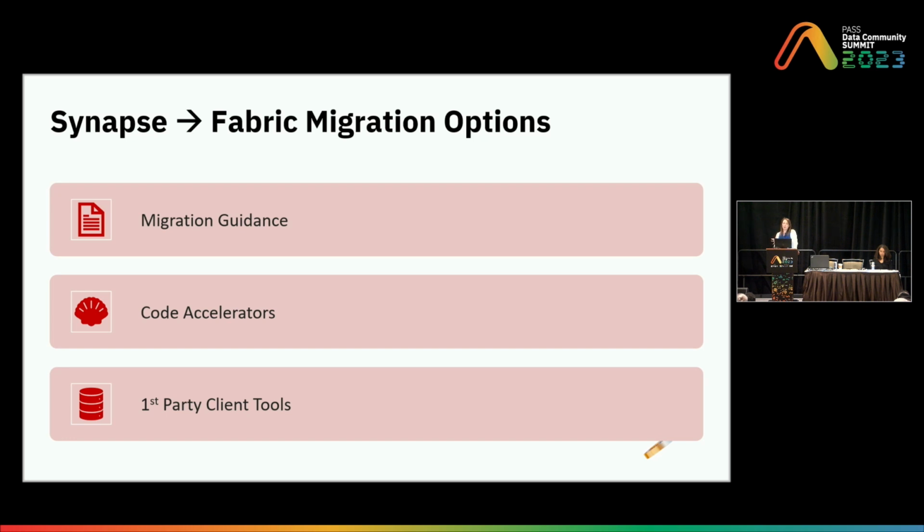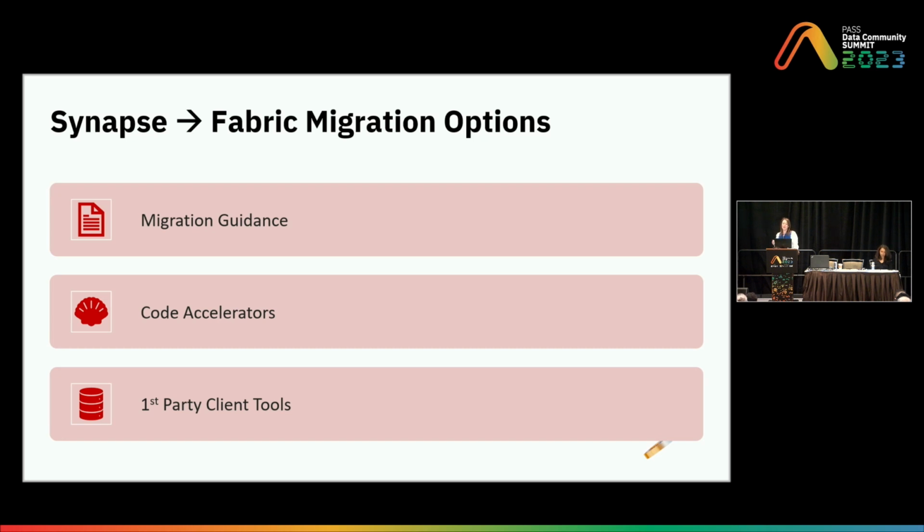To start off with, we have migration guidance available through a very detailed set of documentation online. It will address how you can do your extraction, the generation of your DDL, and then how you can use ETL pipelines to populate what you've created. We've also got some code accelerators to do exactly what I just described.